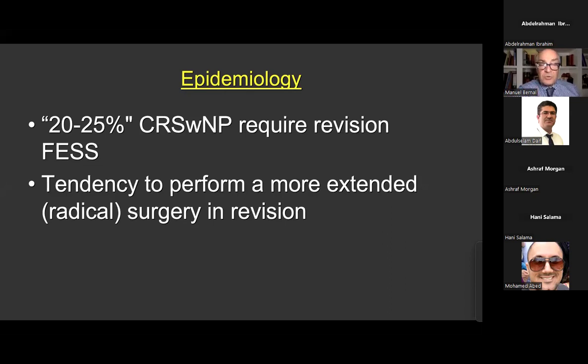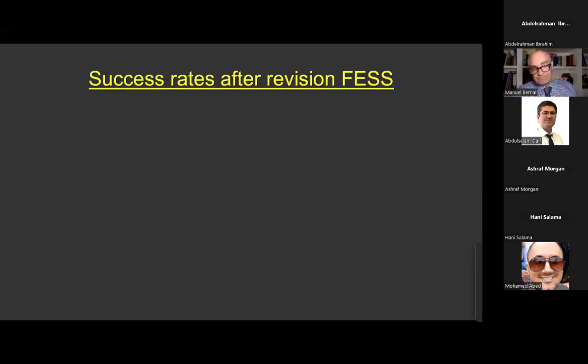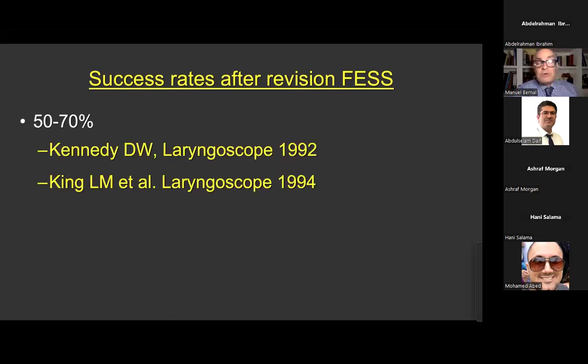So whenever you do a revision surgery, you tend to be more radical in that surgery. Why? Because we think that the more we open, the more we remove, the better. I'll show you that is partially true, but not always. Also, if you check the success rates after revision FESS, these go down.